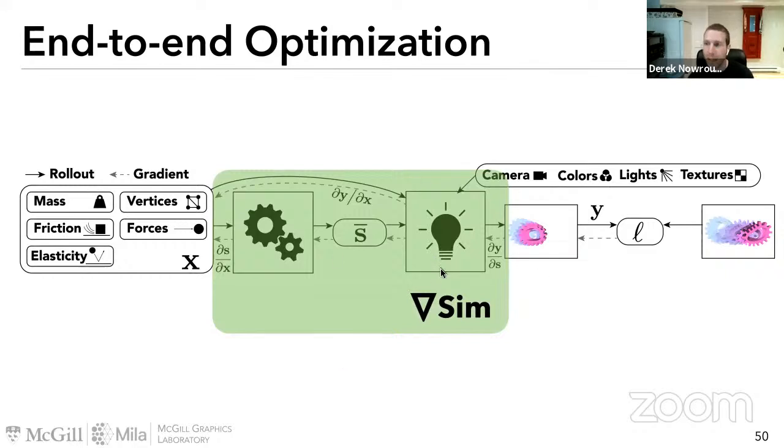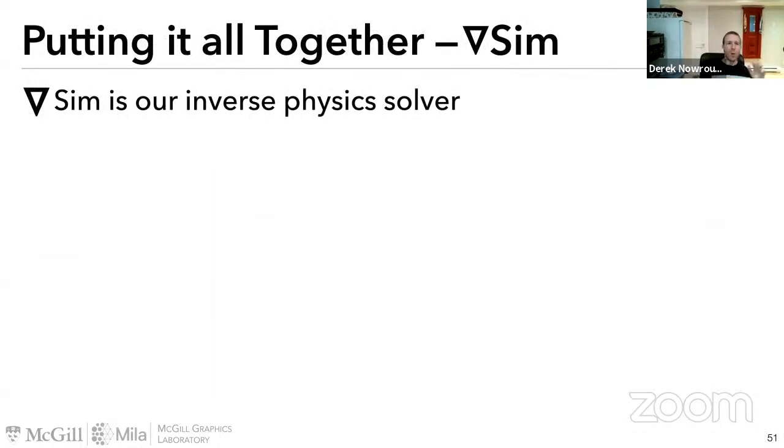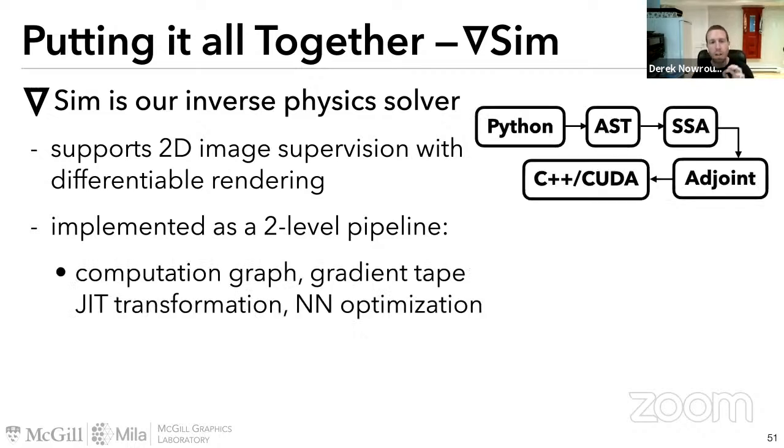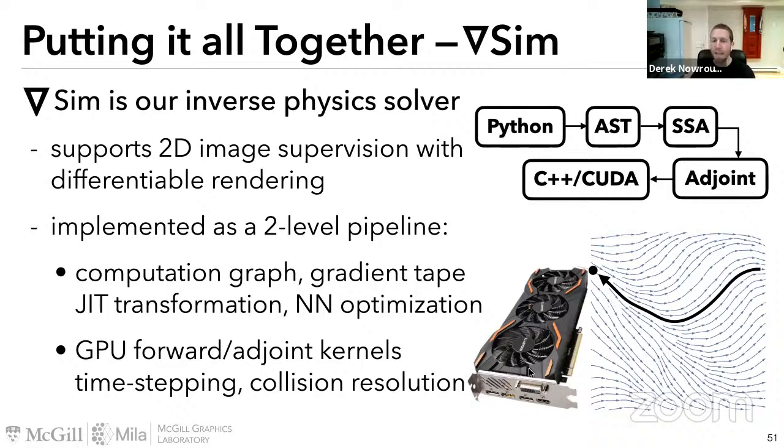And our initial system that we've released in this space is called GradSim. GradSim is a physics solver, a long time in the making, and it supports 2D image supervision with differentiable rendering. Just to give you a taste of the engineering behind this, we implement it using a 2-level pipeline. We take physics simulations expressed in Python and automatically compute the adjoint simulations, and then optimize those to run on massively parallel heterogeneous compute using C++ and CUDA. Because of this, we can also run these at scale across a lot of data samples, all in 2D, using, say, GPU clusters.